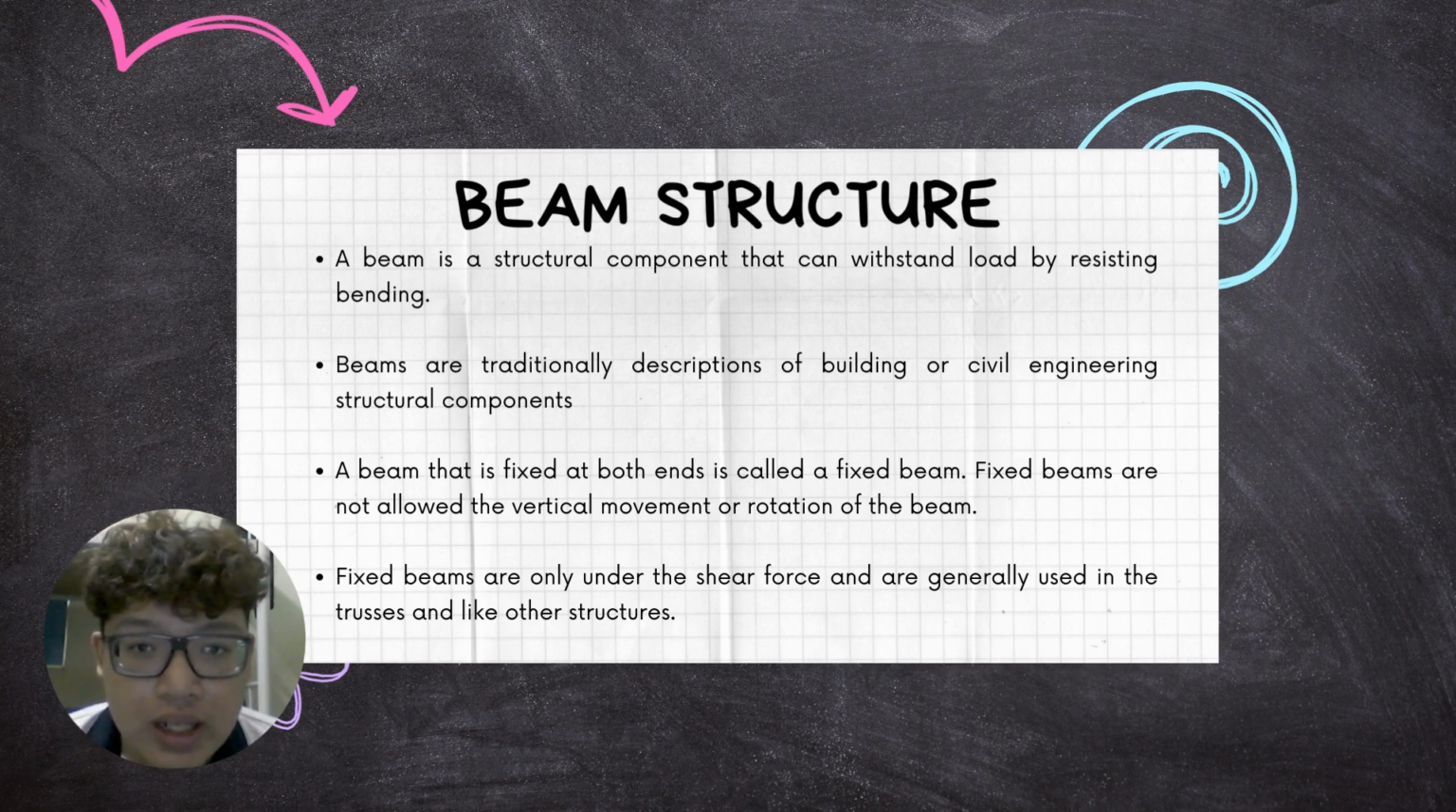Beams are traditionally described as building or civil engineering structural components. A beam that is fixed at both ends is called a fixed beam. Fixed beams do not allow the vertical movement or rotation of the beam. Fixed beams are only under shear force and are generally used in trusses and other structures.